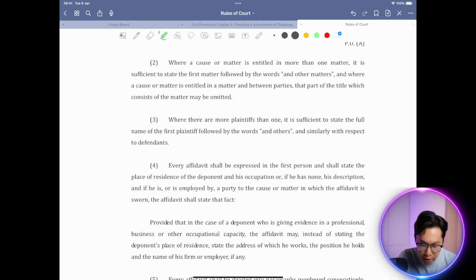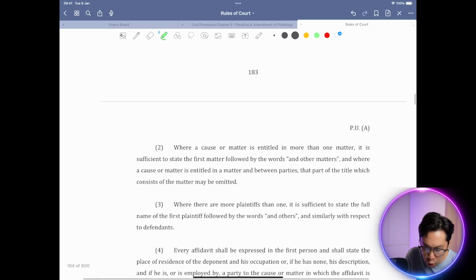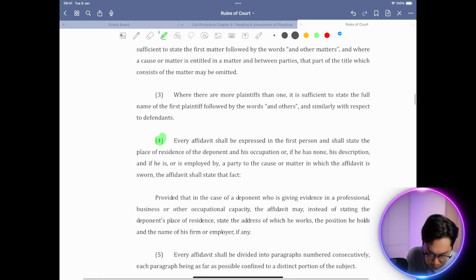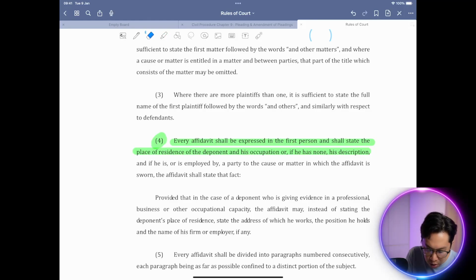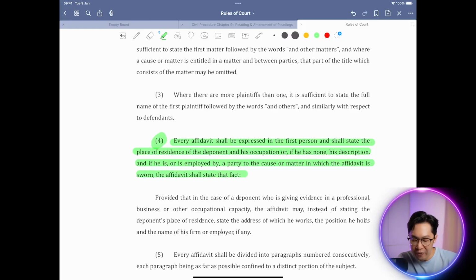Now I want you to look at this one. Order 41, Rule 1 sub 4. Every affidavit shall be expressed in the first person and shall state the place of residence of the deponent, and if he is employed by a party to the cause or matter in which the affidavit is sworn, the affidavit shall state the fact. So your affidavit must have this particular thing. Take note, must have this thing.